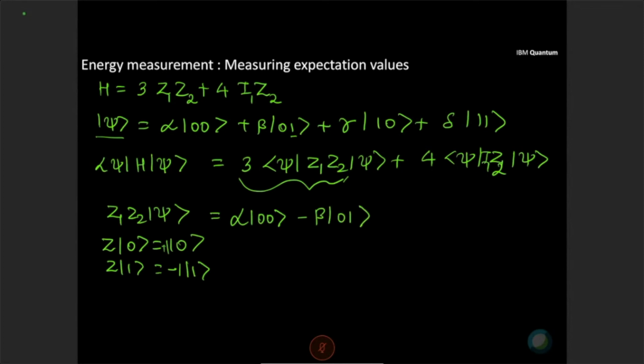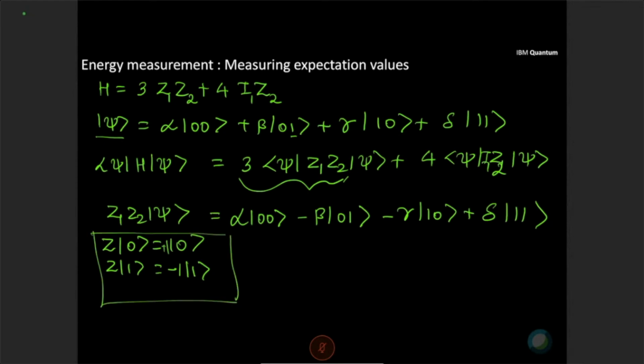It's going to be a minus gamma 1, 0. And then the -1, -1 are going to cancel. You get a plus sign again. It's going to be 1, 1. Okay, this is clear. So what this means is that this is basically going to be alpha square minus beta square minus gamma square plus delta square. All right.